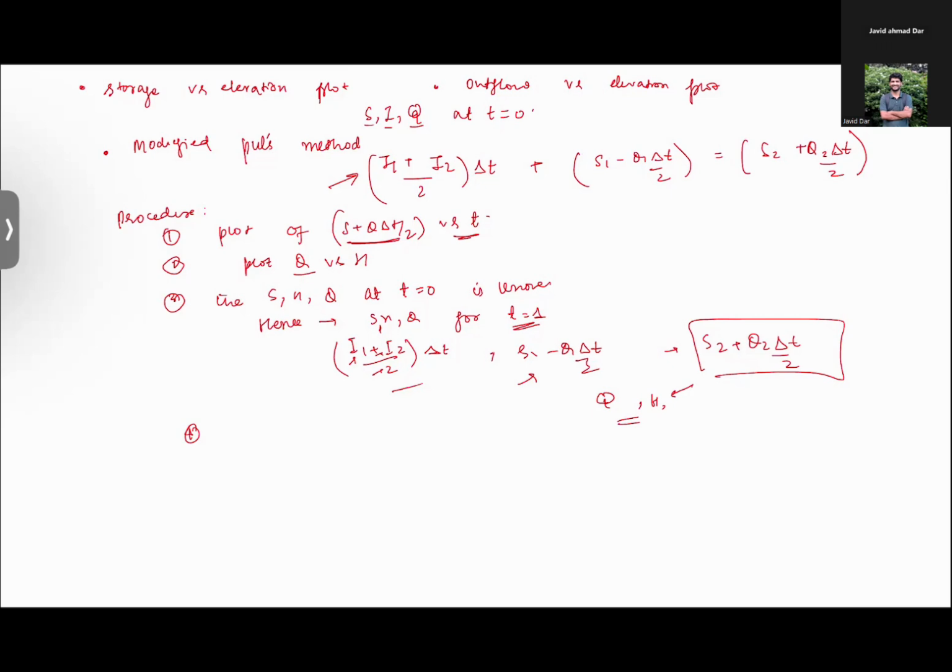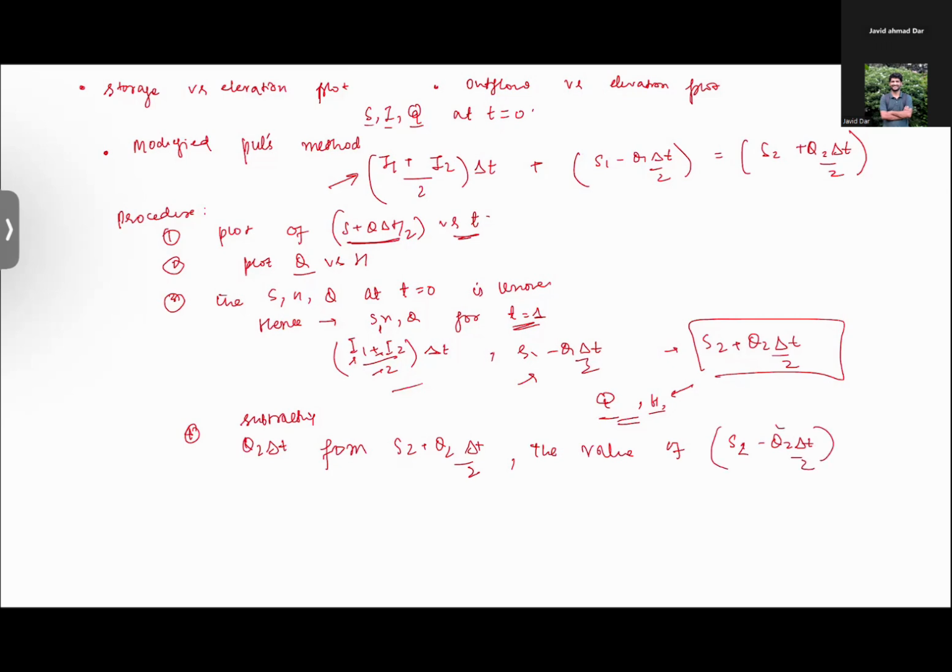And for the next time step, what you can do is, after calculating the value of Q, H and S, you can deduct Q2 delta T, subtracting from S2 plus Q2 delta T divided by 2. So you get the value of S2 minus Q2 into delta T by 2.